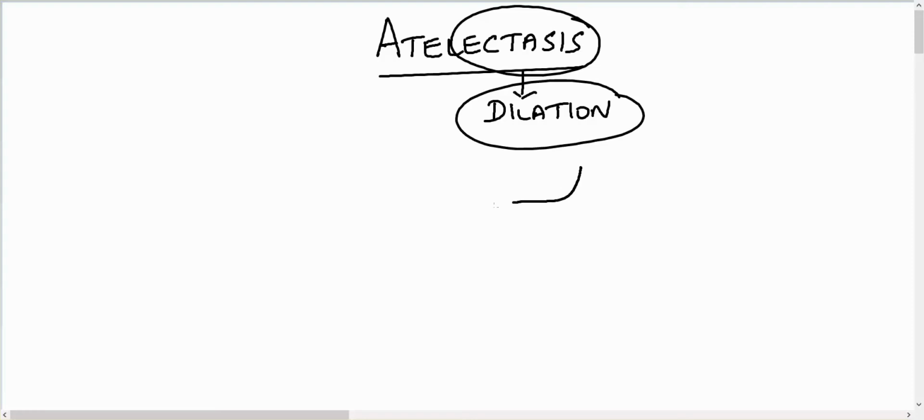So normally the alveoli is in dilated form, even after expiration. That's what we discussed in the basics part 2. Even after expiration, the alveoli is in the dilated form because of the presence of some residual air.